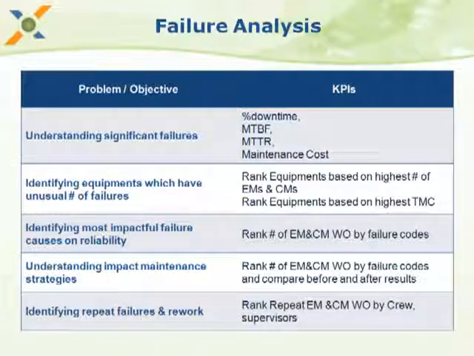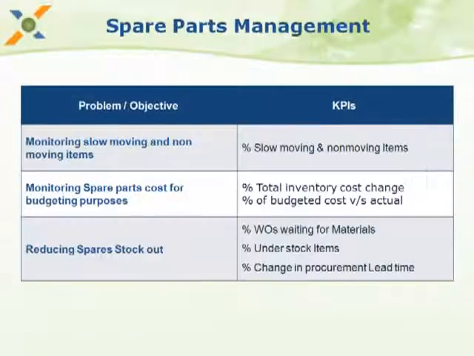In spare parts, monitoring slow-moving or non-moving items, we can identify the percentage of slow-moving items. This will allow you to identify the inventory levels which are almost dead, something that you cannot utilize. And based on that, you can then make decisions whether to continue with that inventory or not.